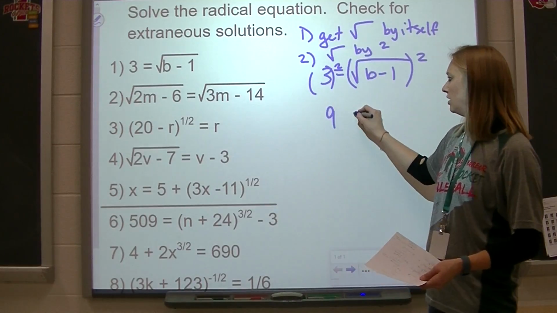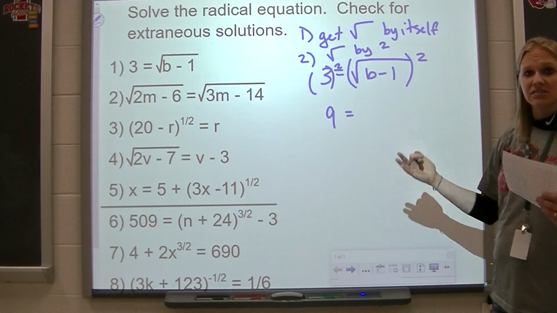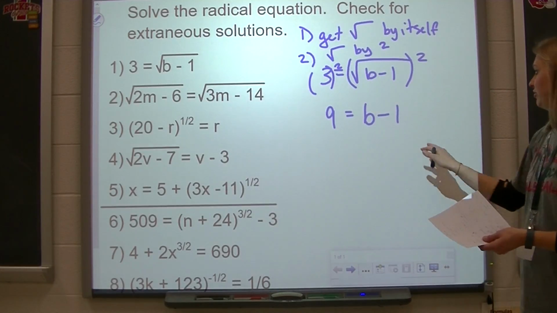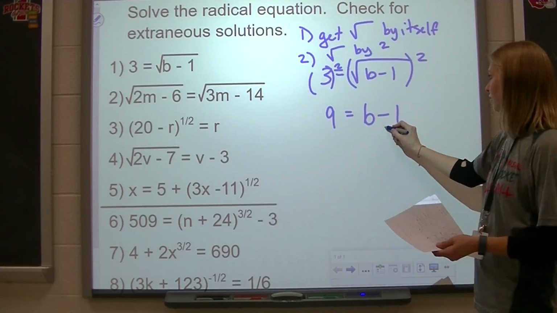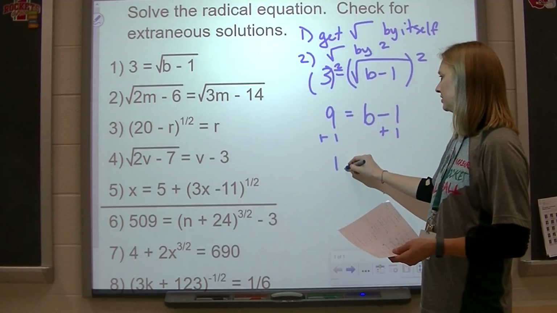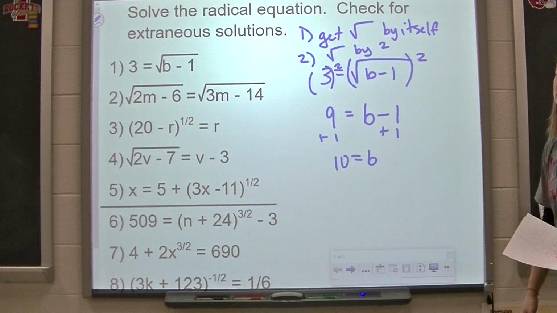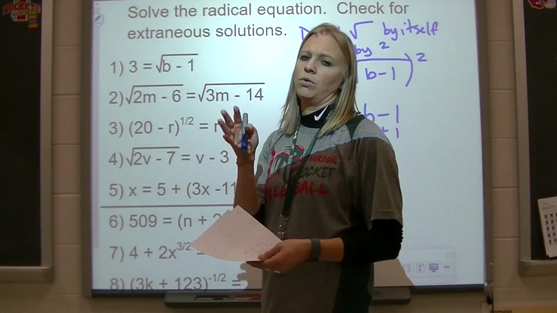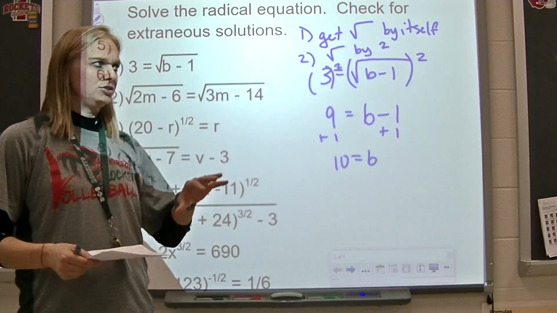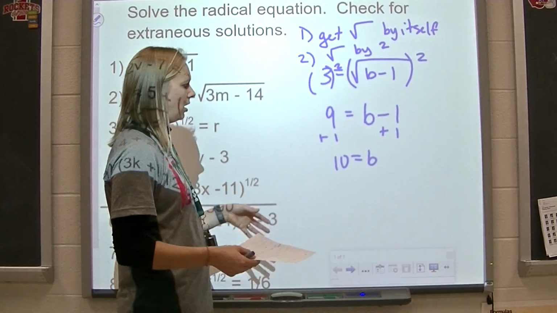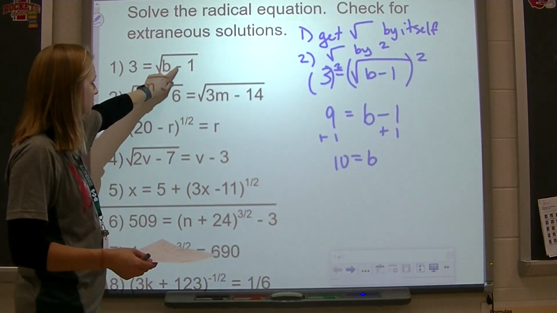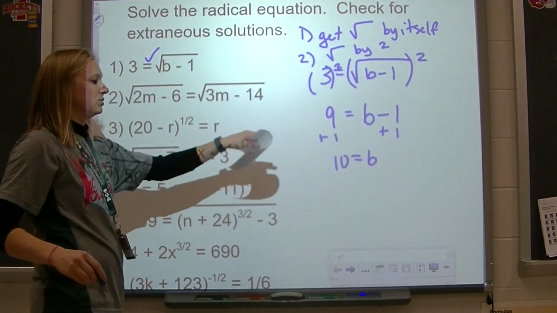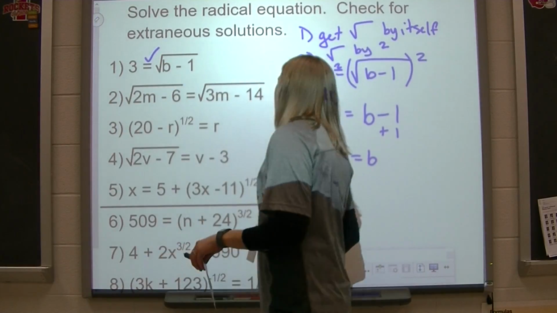3 squared is 9, and we already know that the square root and the square cancel one another out. So we'll just have 9 equals b minus 1. And now it's just a simple one-step equation that we solve. We add 1 to both sides, 9 plus 1 is 10, and 10 equals b. Now I will tell you, just like you've been taught so many other times, you have to check your solutions to make sure it works, because you can create extraneous solutions here. So check, plug 10 in, 10 minus 1 is 9, the square root of 9 is 3, 3 equals 3. So that checks out. So 10 is our solution for the first one.